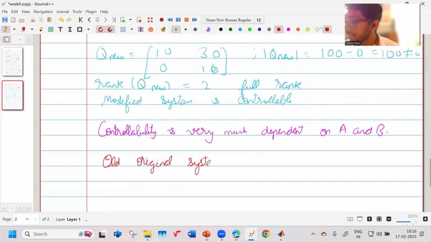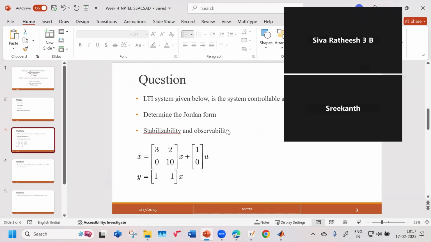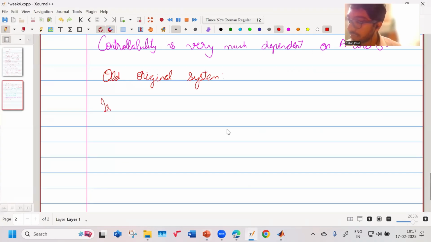And what is the old system? This is the system. We have already shown that this is an uncontrollable system. Now, what do we do? We have to check whether the system is stabilizable, right? So what do we mean by stabilizable? We have to check whether the system is stabilizable.